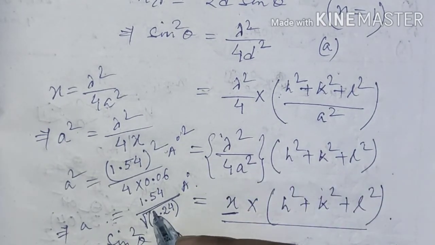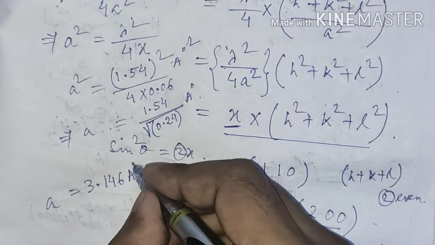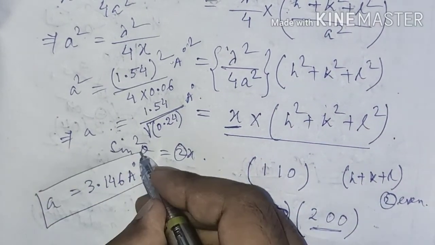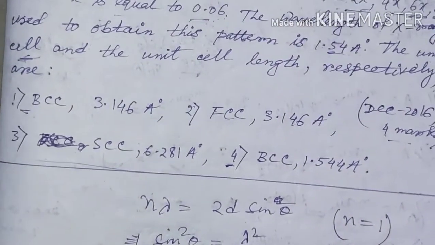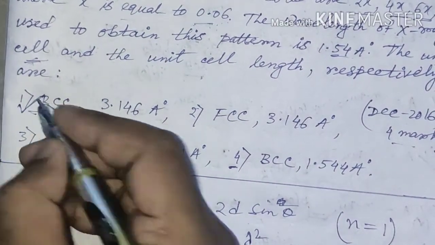Now if we calculate this using a calculator, then we get the value of a as 3.16146 Armstrong. So from the given options, we can say that option A is the correct answer.